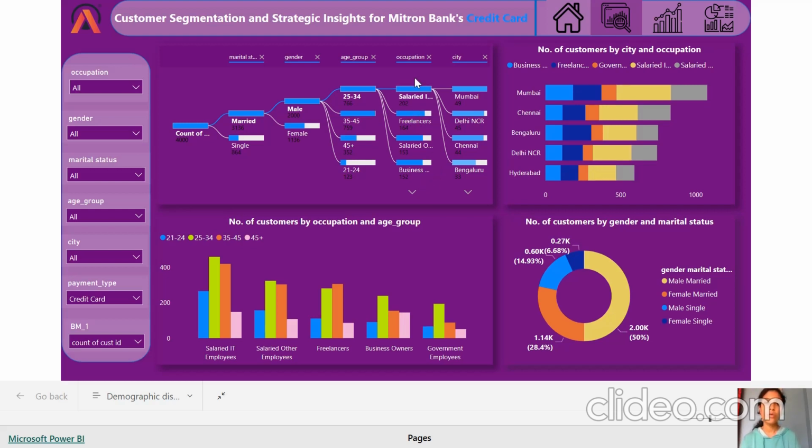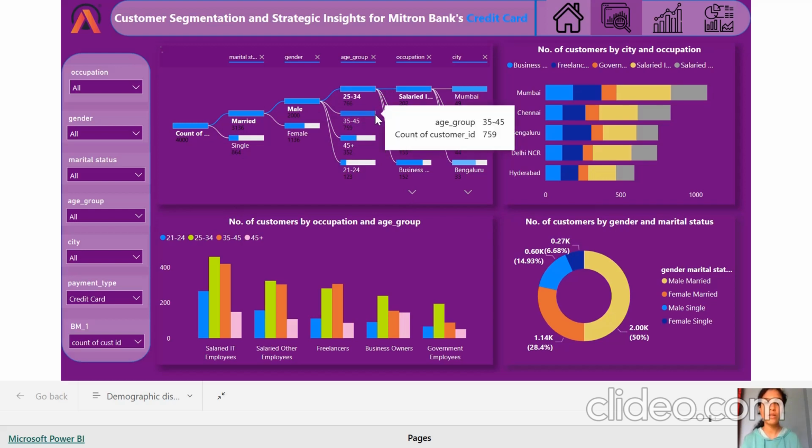Okay, so when I consider the occupation, yes, here it is showing salaried IT employee, but freelancer, salaried other employee, and business owners are almost equal in number. There is very little difference. So this is showing only for 25 to 34.